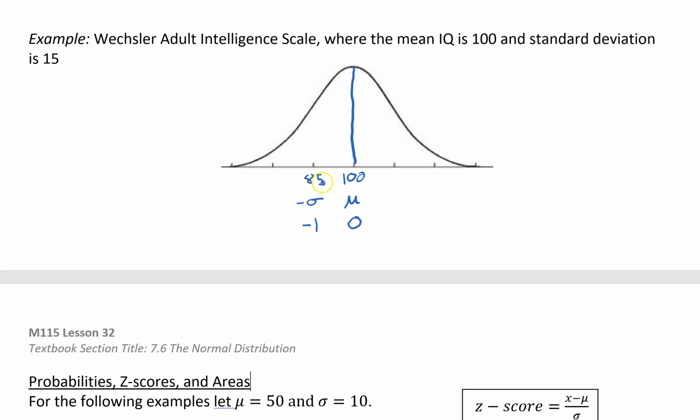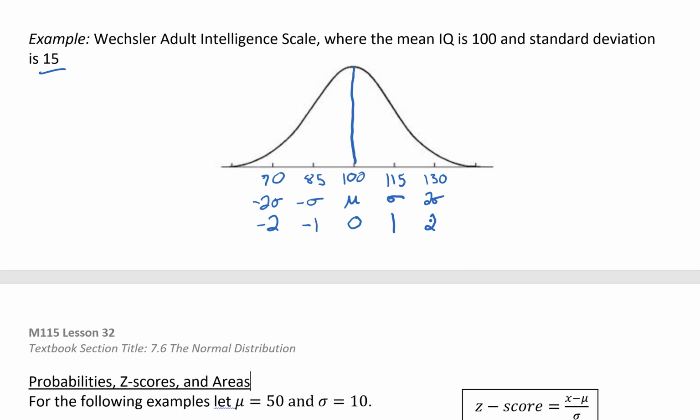If I go back to that 85 and subtract another 15, because that's the standard deviation, I have 70. And that's 2 standard deviations below the mean, or in the standard normal curve, a -2. So a z-score of -2 would connect to the 70. Let's go above the mean for a moment. If I were to add 15 onto 100, I would have 115. That's one positive standard deviation above the mean, so my z-score is 1. If I add another 15, I have 130. So I am 2 standard deviations above the mean, and my z-score would be 2.